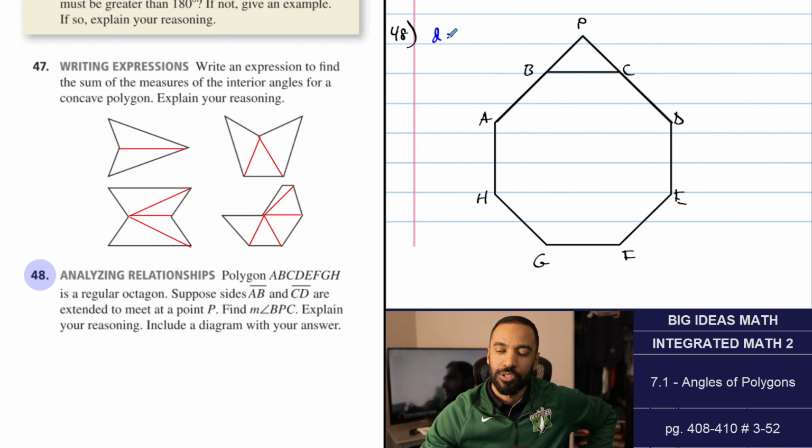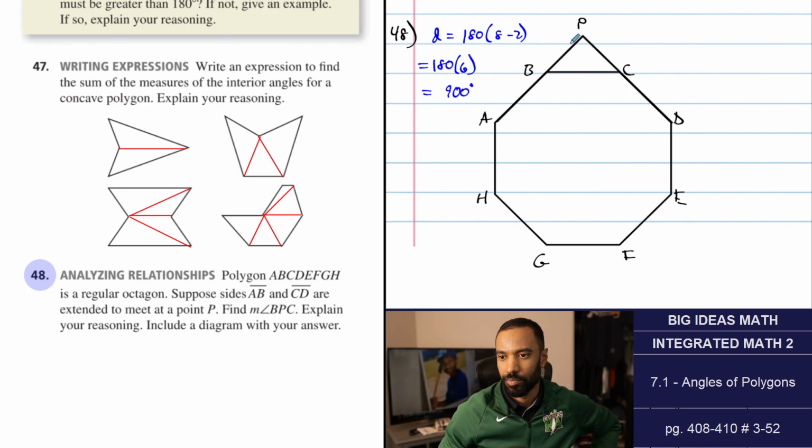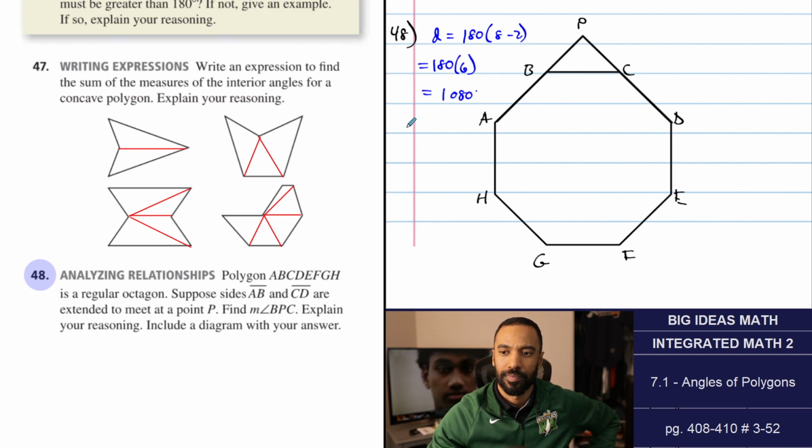The interior angle sum of an octagon is 180 times 8 minus 2, or 180 times 6, which is 900. Okay? Oh, excuse me, not 900, 1080. 1080. An interior angle measure, and you know what, I probably shouldn't have even said all that. Let's just do the exterior angle.